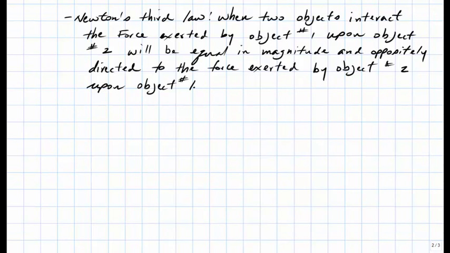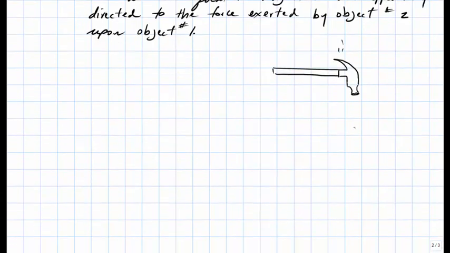Let's consider object one to be a hammer, and object number two will be considered to be a nail. So the hammer is about to strike a nail. Of course, when the hammer strikes the nail, it'll exert a force, and we'll label that force as F12. So F12 refers to the force produced by object number one, which is the hammer, onto object number two, which is the nail.